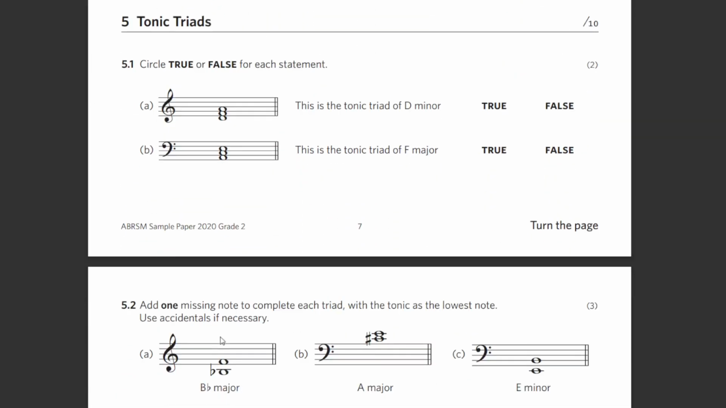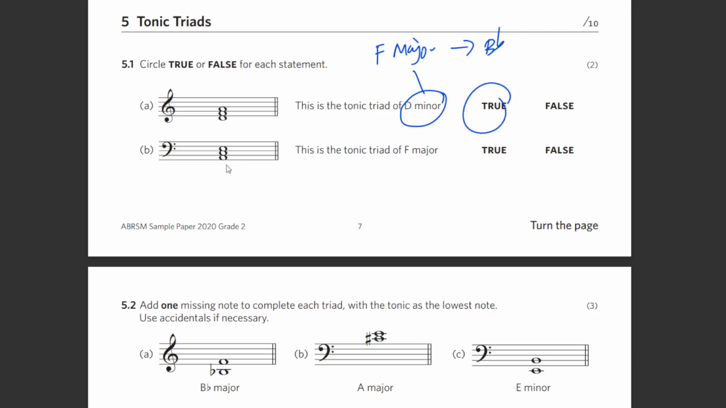Okay, next let's look at tonic triad. So true or false. This is the tonic triad of D minor. So D, F, A, correct. Then let's check. D minor has the same key signature as F major, which is B flat. So don't need anything here. So this is true.